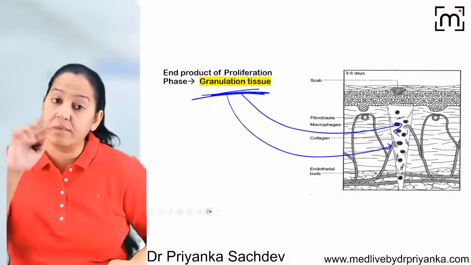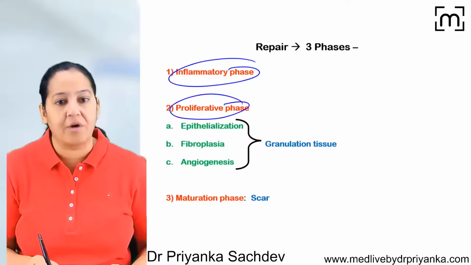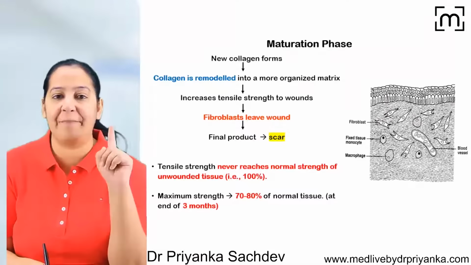So the combination of the 2 is known as granulation tissue. So phase 2 is also over. Phase 1 is over. Phase 2 is over. Now coming to the last phase, the maturation phase. In the maturation phase, what is happening?